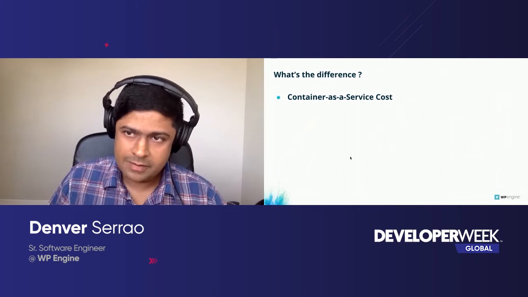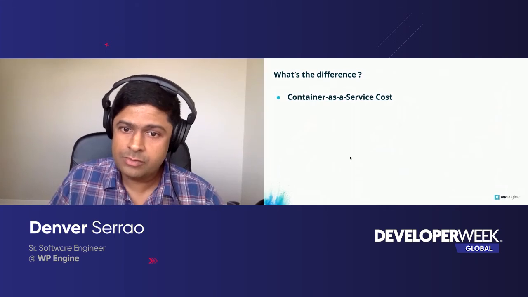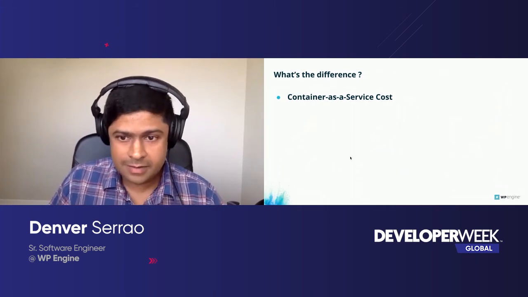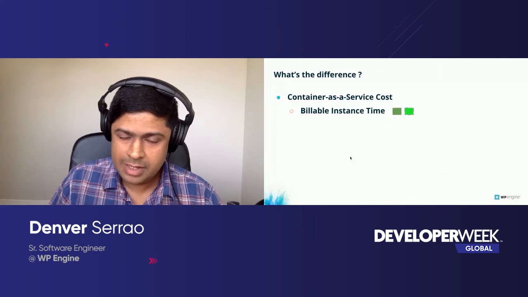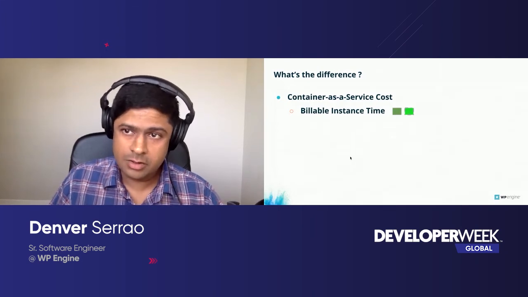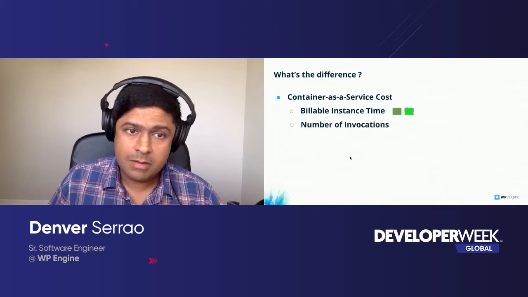The main difference is that the final billable amount that you get charged for serverless containers depends on 2 factors. The billable instance time, which is the green box that we've been seeing in previous diagrams, and this is the major component of the cost. A smaller component of the cost is the number of invocations.